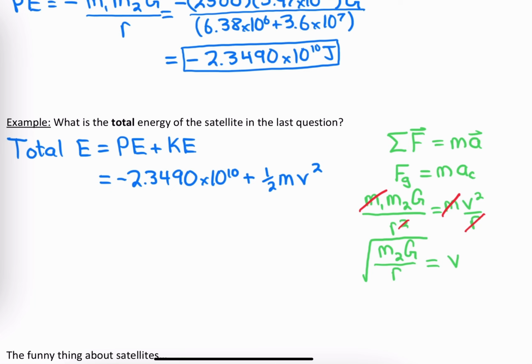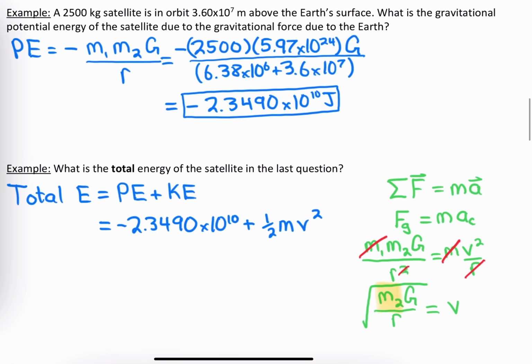And maybe, in an effort to save some space, I won't write all the numbers in here, but m2 is going to be the mass of Earth. Big G is the same value as usual, and r is going to be what we had up here. So this really mirrors the formula we had before. M2 is going to be that, r is going to be that.